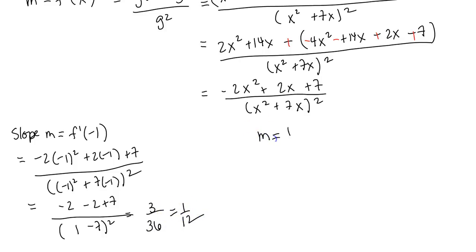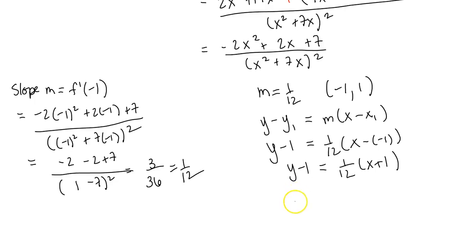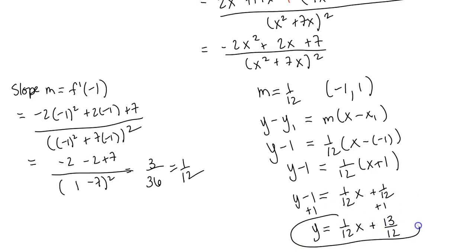So I've got a slope of 1/12, and I've got a point negative 1, 1. So I'm going to plug that into my point slope form. So I have y minus 1 equals 1/12 times (x minus negative 1). Y minus 1 is 1/12 times (x plus 1). So y minus 1 equals 1/12 x plus 1/12. And if I add 1, I get y equals 1/12 x plus 13/12. So this is the answer that I wanted from all of that work.